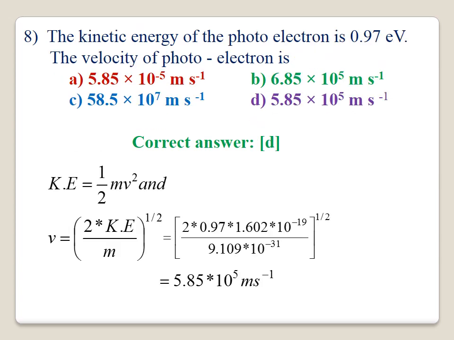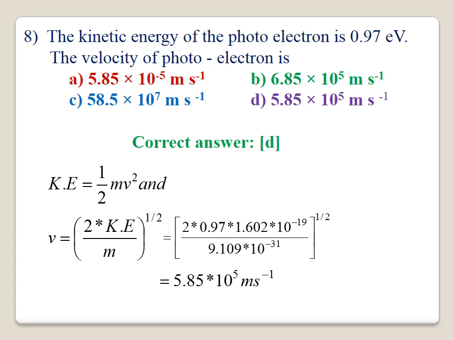Question number 8. The kinetic energy of the photoelectron is 0.97 electron volt. For the velocity of the photoelectron, you know very well, the kinetic energy will be equal to half mv square. From that we calculate the value of v, the velocity of the electron, which will be equal to 2 into KE by m whole power half.